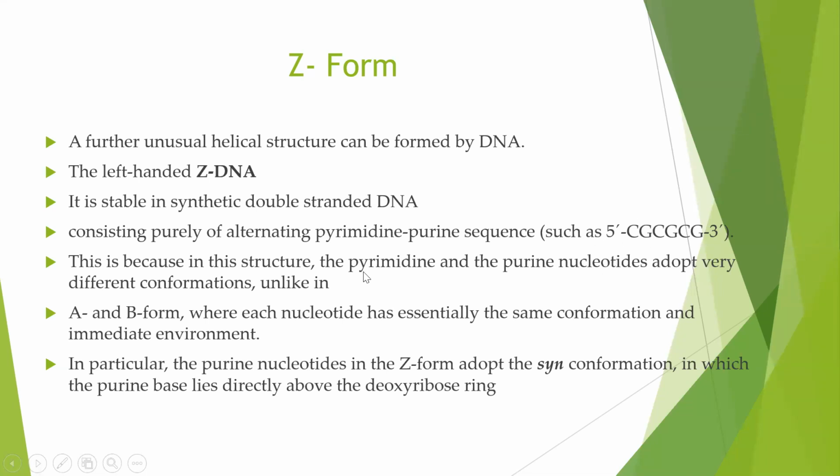Why does that kind of sequence adopt this zDNA conformation? That's because in this structure, the pyrimidine and purine nucleotides adopt very different conformations. Whereas in the A and B forms of DNA, all the nucleotides, whether purine or pyrimidine, adopt the same conformation, which is anti-conformation. But here, in this sequence which adopts the zDNA conformation, the purines adopt syn conformation. The purine nucleotides adopt syn conformation.